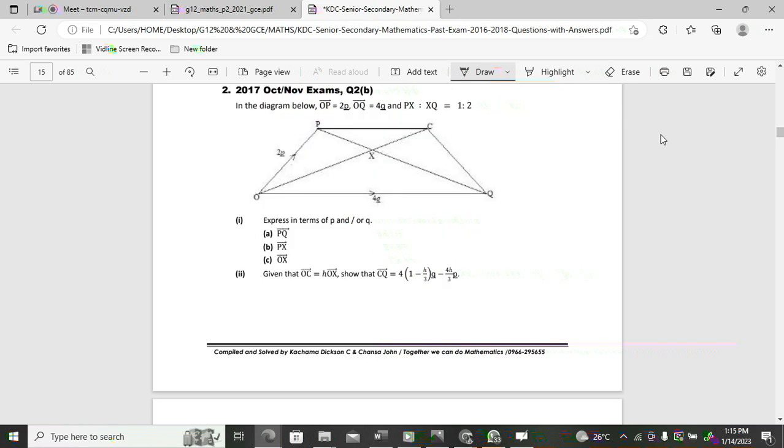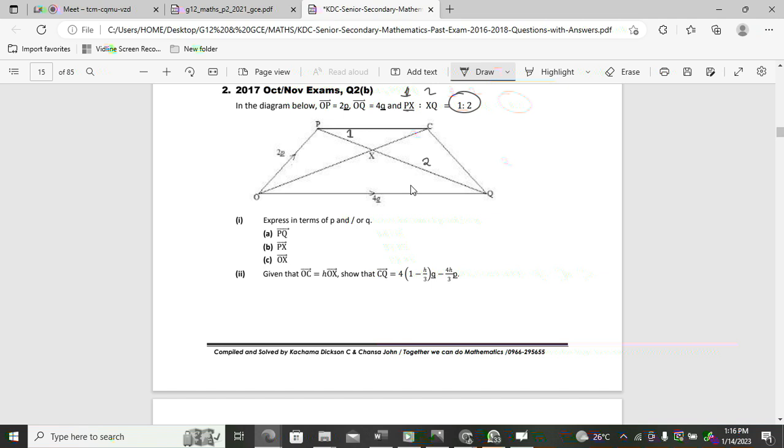Let's look at this one which came in 2017. For this one, they've given us in the diagram below, OP is 2Q, OQ is 4Q, and they've given us PX to XQ is 1 to 2. So PX is 1, and XQ is 2. So meaning that the total from P to Q is going to be 3.